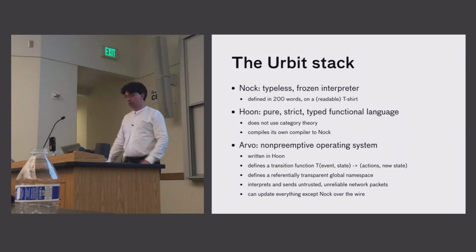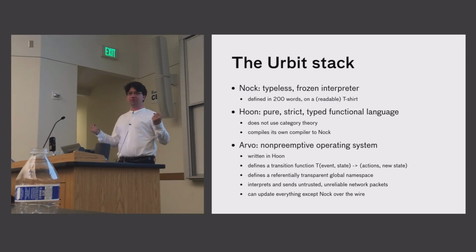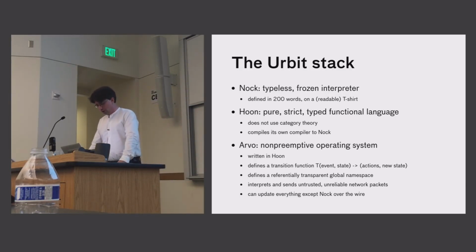On top of that is Hoon, which is a pure strict typed functional language. It compiles itself to Nock. This is typed functional programming without category theory. We've heard from some people that they hate category theory. I've heard that somewhere, not sure, probably not in this room. So if you have a compiler that compiles itself to Nock, then you can bootstrap off of this basic, essentially bootloader. On top of that, we have Arvo, which is a non-preemptive OS.